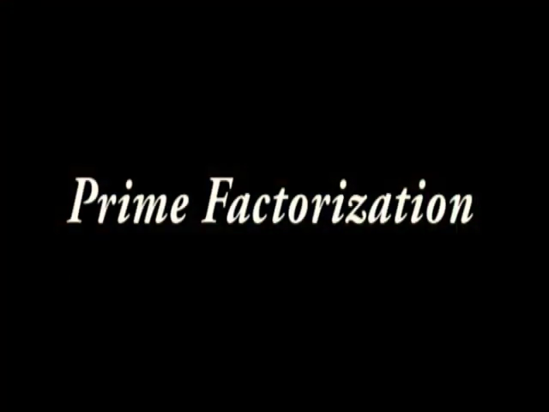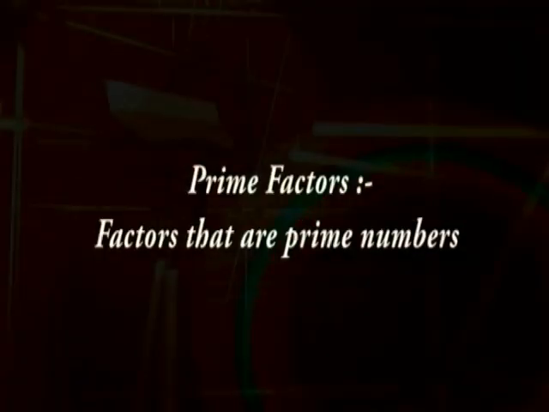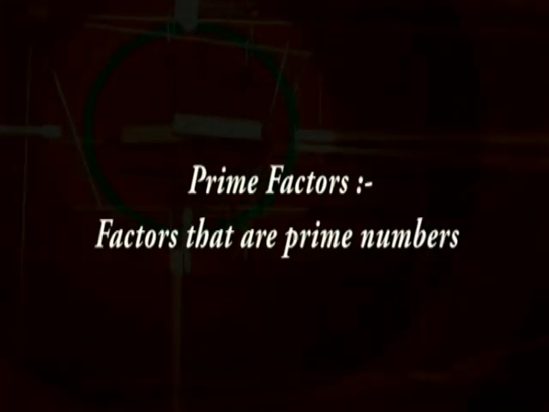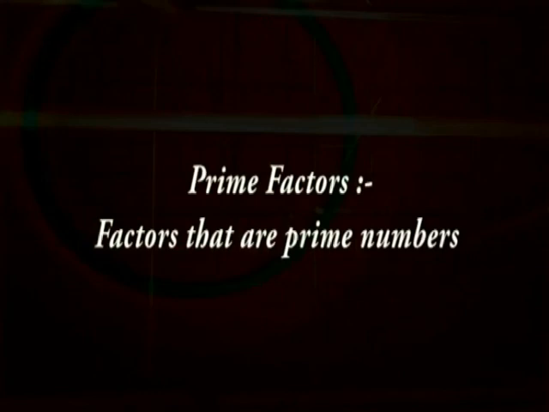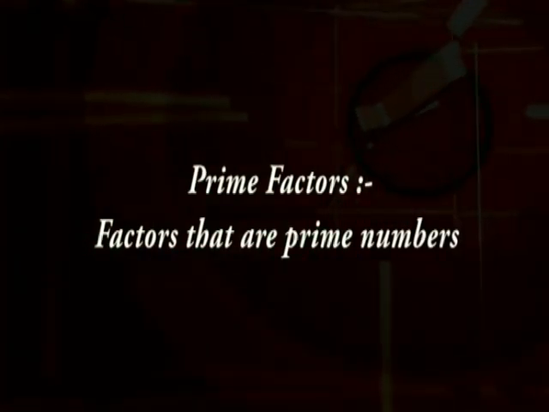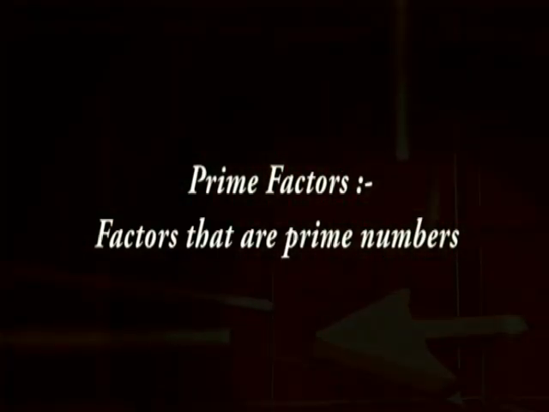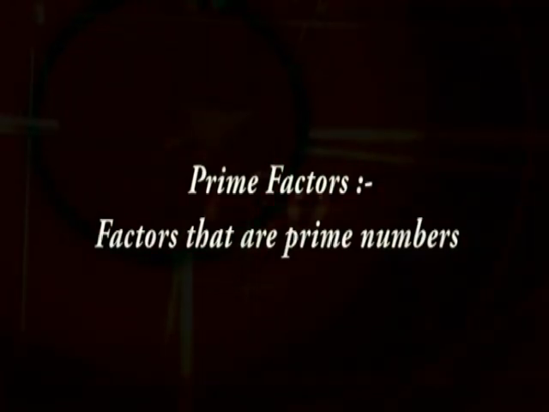Let's change gear briefly and look at prime factorization. Prime factors of a number are those factors that themselves are prime numbers. Every composite number can be expressed as a product of only prime numbers. For example, 120 can be expressed as a product of its prime factors.